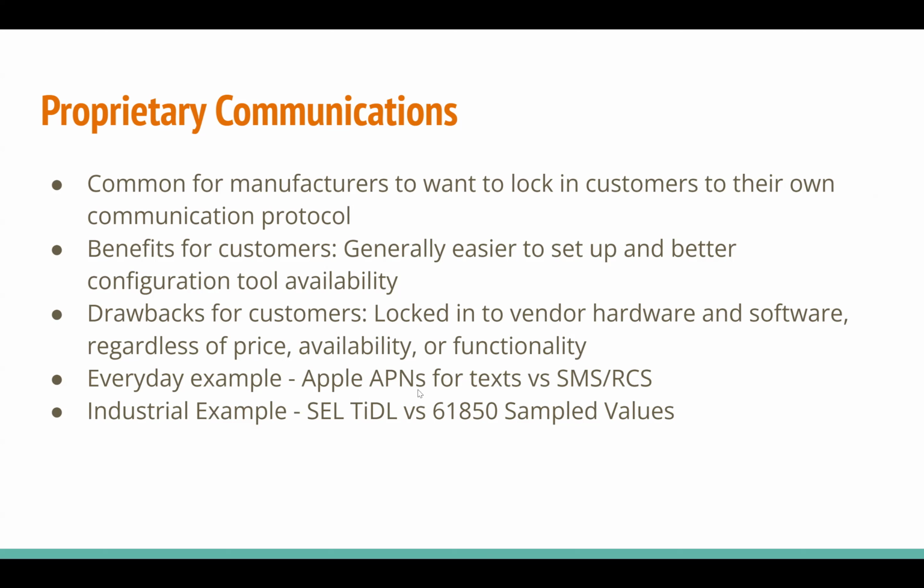And some of that was from them using a proprietary protocol for sending text messages, APNs. But then there's a competing standard, which is RCS, which is basically an open standard that any phone vendor can use. And this is exactly the fight that I'm talking about with SEL TiDL versus 61850 sample values. This is an open standard for sending analog information, and SEL TiDL is proprietary from SEL. So it's the exact same idea, and hopefully that helps you understand the market, that there are reasons these proprietary protocols exist and there are reasons the open ones exist, and they're always competing for market share.